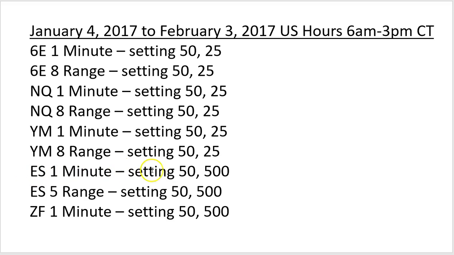E-mini S&P, 1 minute chart, setting of 50 and 500. ES, 5 range, 50 and 500. And the mini Dow, the 5 year chart of 1 minute, 50 and 500. The 5 years, this is a great contract to trade.